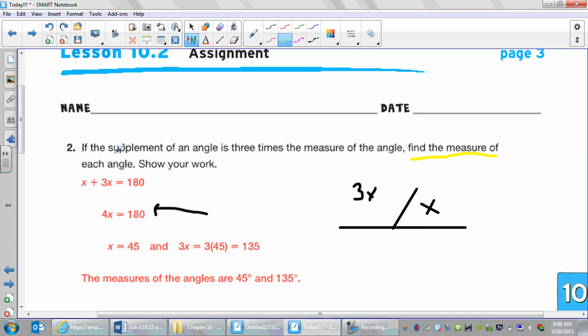The final question says find the measure of each angle. So x is 45. So this one's 45, but I still have to plug in that 45 to solve for this one. 45 times 3 is 135. So make sure you have the measures of both angles, not just solving for your x.